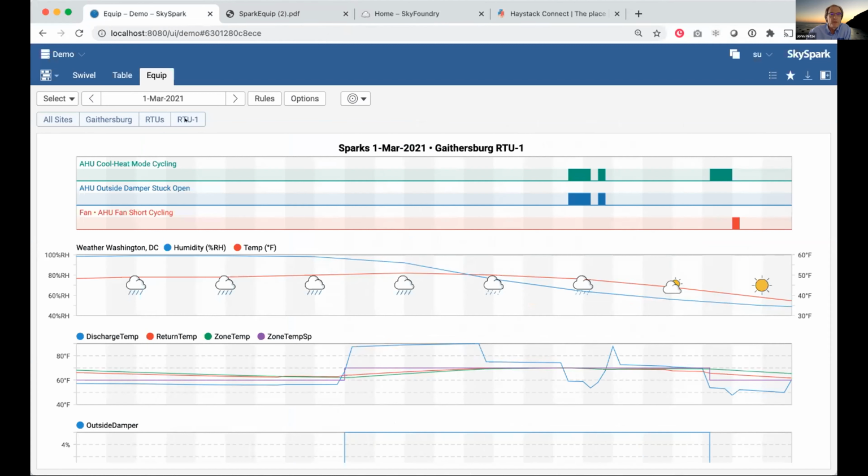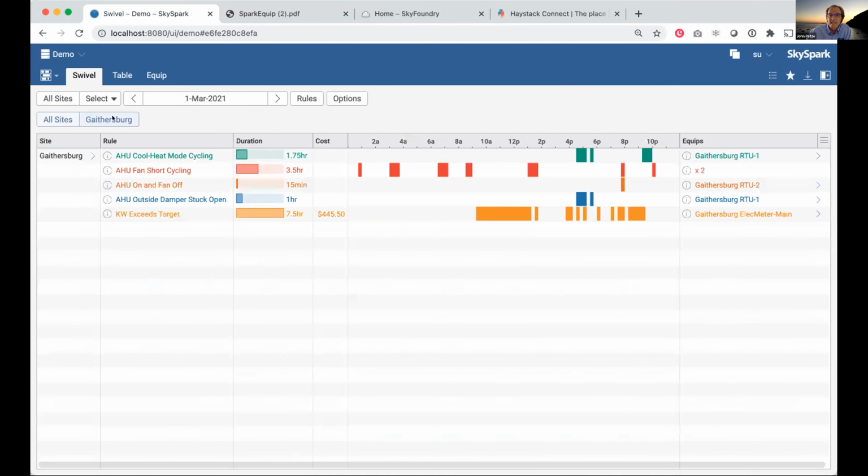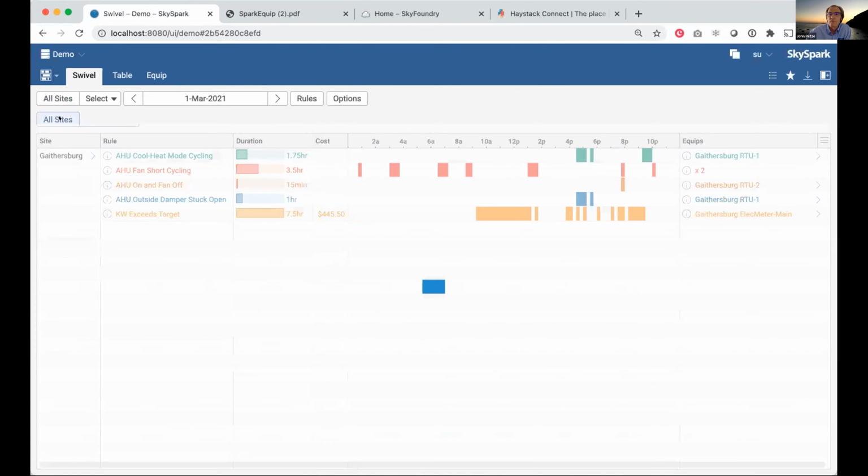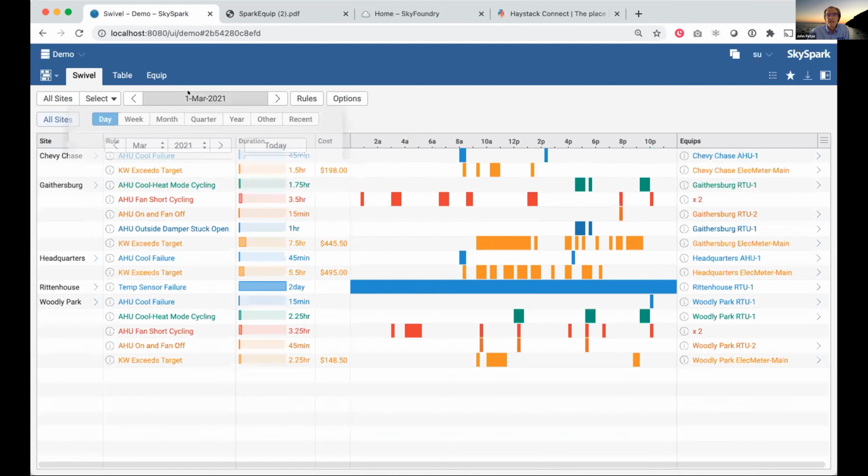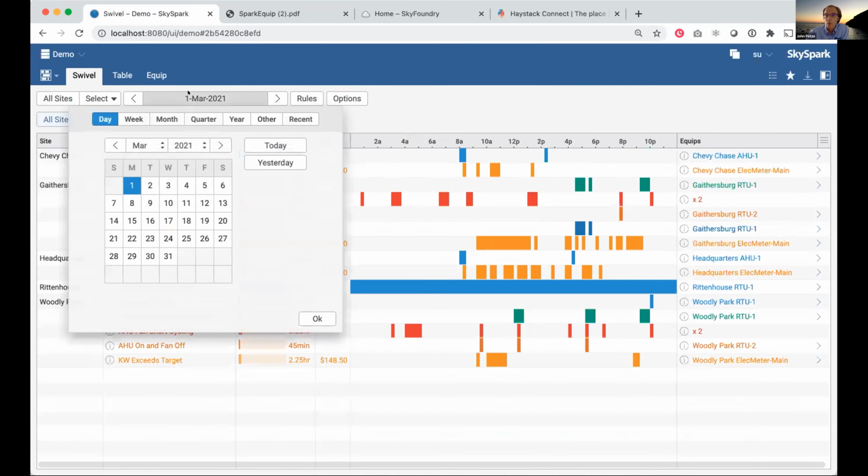And we can move right back up to the portfolio level. We can click here to come back to the site for the day, back to all of our sites for the day, or choose any period of time that we want to look across our portfolio, across individual pieces of equipment, so that we can understand exactly how our systems are really behaving.